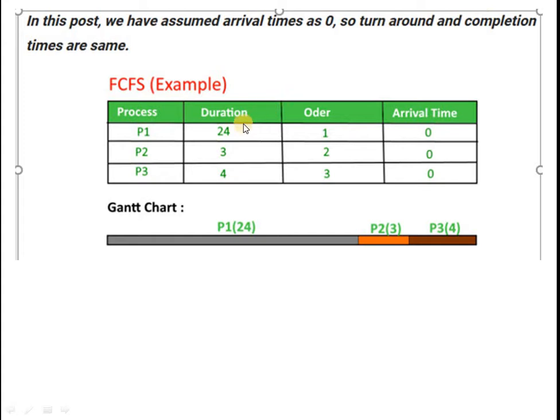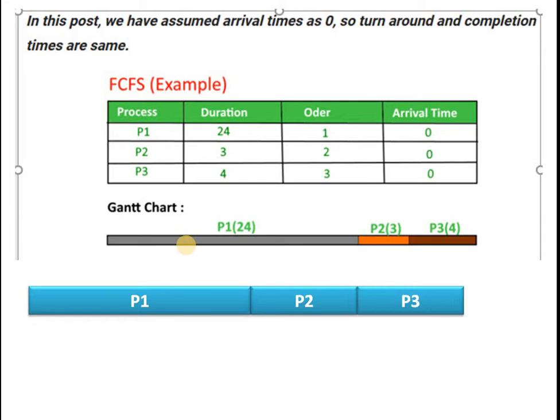The table shows three processes P1, P2, P3. Their execution times are 24 milliseconds for P1, 3 for P2 and 4 milliseconds for P3. Then it is very important to draw the Gantt chart. As per the order in the queue, P1 comes first, after that P2 and after that P3. So draw the Gantt chart. The P1 process gets executed first, after that P2 and after that P3.